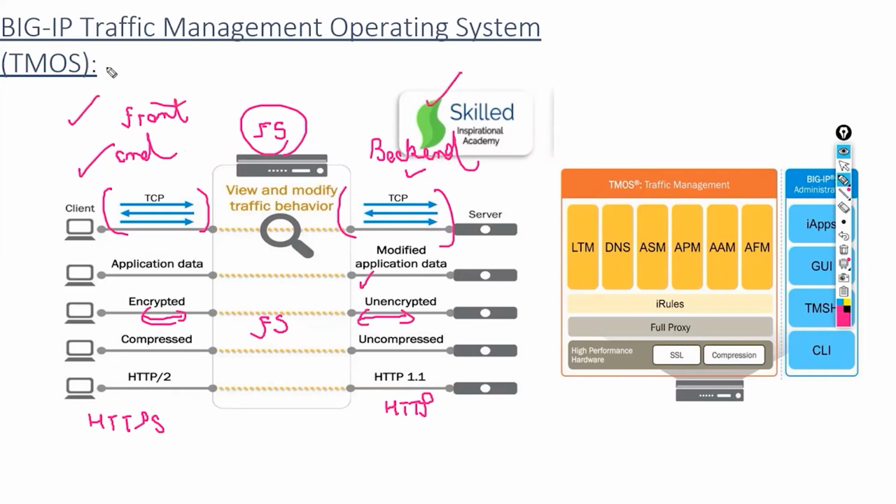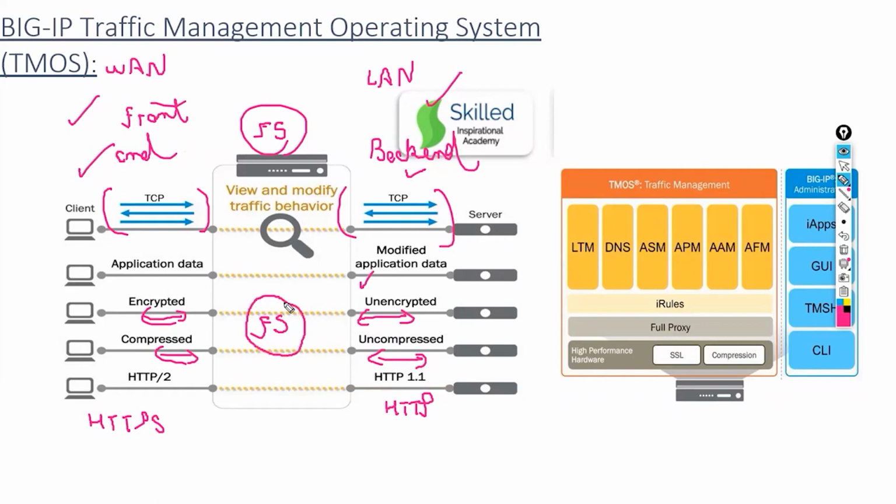This is called WAN side traffic. This is called LAN side traffic. So you must have heard the terms WAN optimization and LAN optimization. This can be your compressed traffic and this can be your uncompressed traffic. Why is the server side not encrypted? Because now all the things will be done by F5.